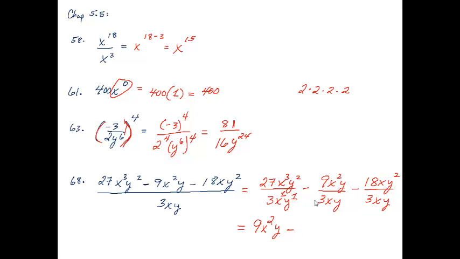Minus, again, let's do the same thing. We get 3x. This time our y's cancel out. And then the last piece is minus 6. Our x's cancel out and we're left with y. So we have 9x squared y minus 3x minus 6y.